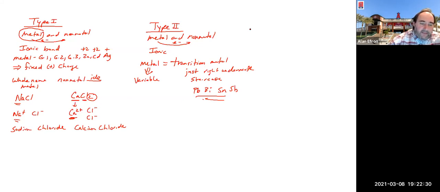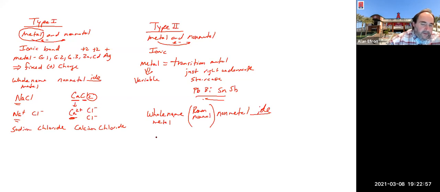Always metal, non-metal. You should always concern yourself with the metal and where it's located. The good news is it's named the same way. We use the whole name of the metal. We use the non-metal, drop the last part, and put that IDE at the end of it. The difference between the two is we use a Roman numeral.